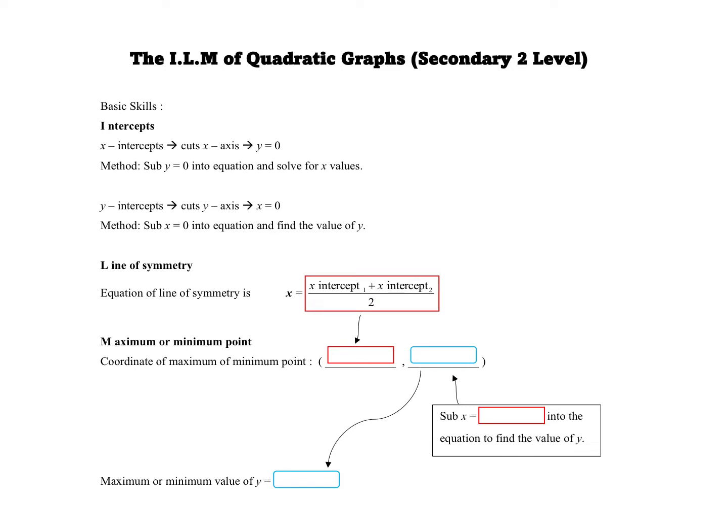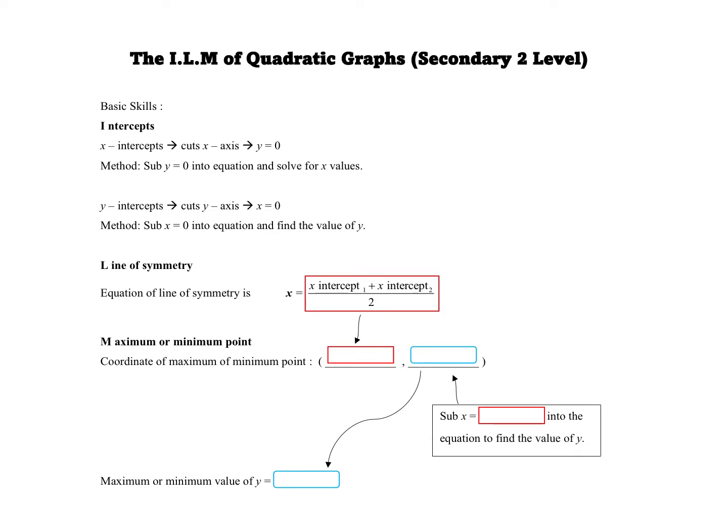I stands for the intercepts, where we have the x-intercept and it cuts the x-axis, y is equal to 0. The y-intercept, when it cuts the y-axis, the x is equal to 0. And we use them to find the x-intercepts and the y-intercept values.